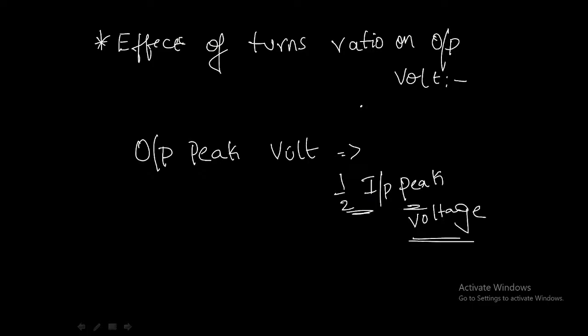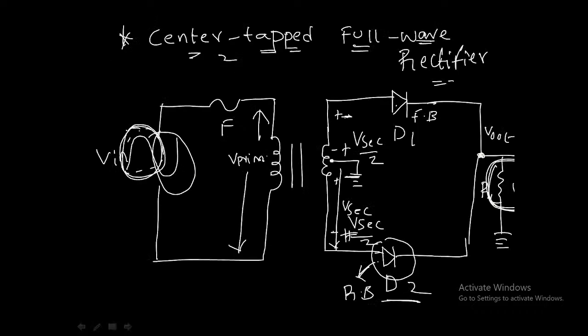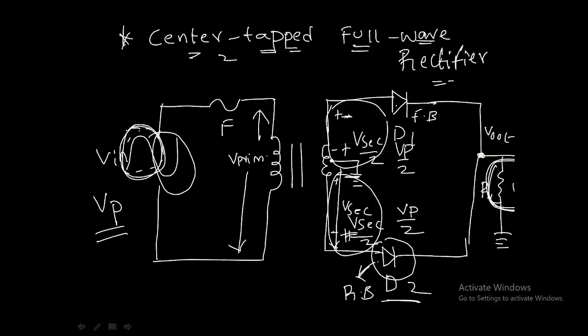Why? Because if you observe here, the input voltage we are giving is getting halved. This half voltage only is applied here, and here it is again divided into half. So this is Vp, then it will become Vp by 2 and Vp by 2, and this voltage drop is only observed at the output. So if the turns ratio is equal to 1 and the input peak voltage is Vp, then the output voltage will be equal to Vp/2. So this is how the turns ratio affects the output peak voltage.